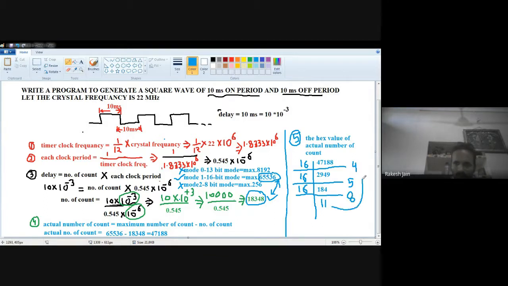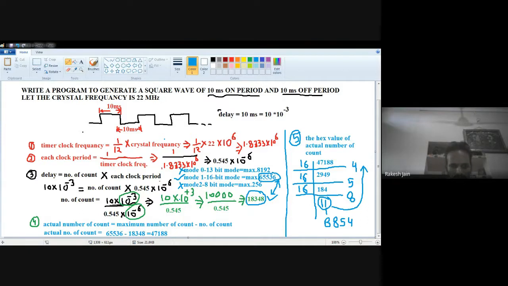So we have to read the hex value from bottom to top. We know that 11 is known as B. So I write down B first of all. Then 8, so B8. Then 5. Then 4. So B854. Once again we are going to check this one.